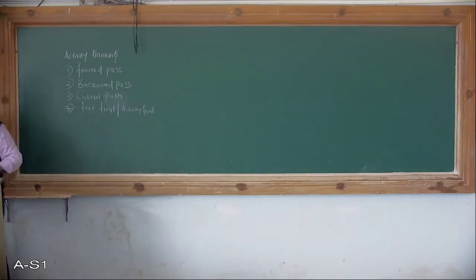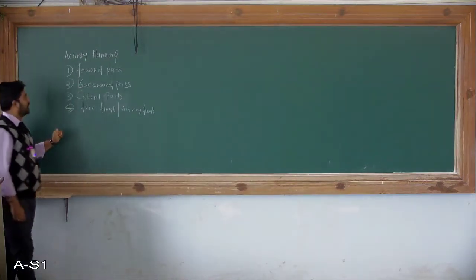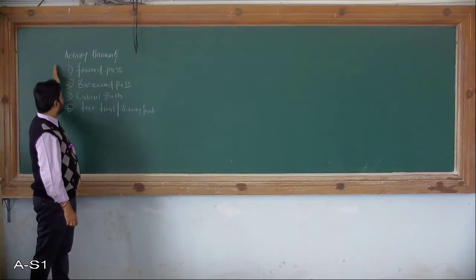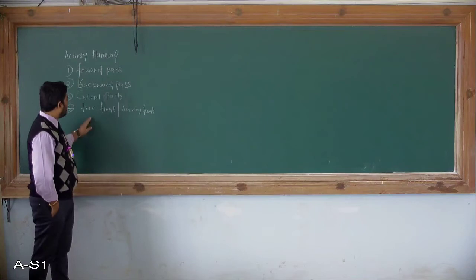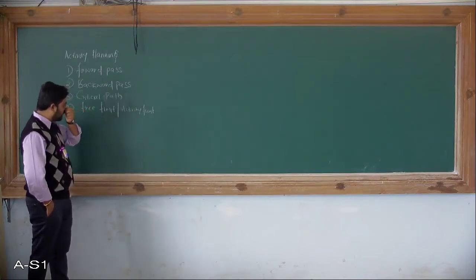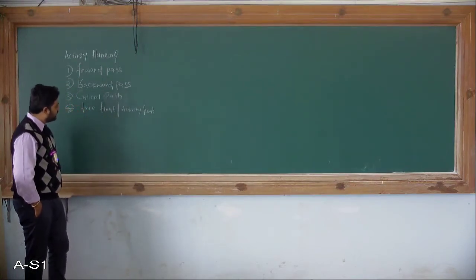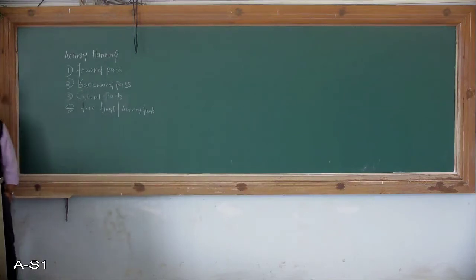So in those activities we have come across the forward pass, the backward pass, the critical path, and free float, or else another thing we can call activity float. Okay, so what is the forward pass? Before we understand the forward pass, we will go through one example.